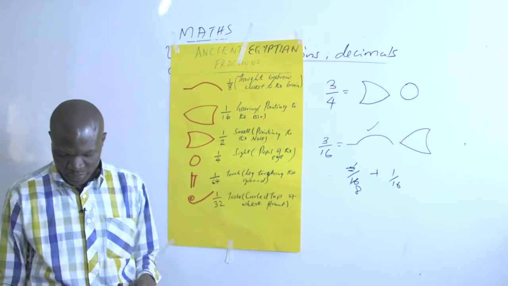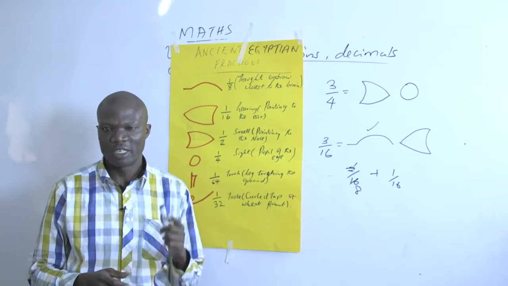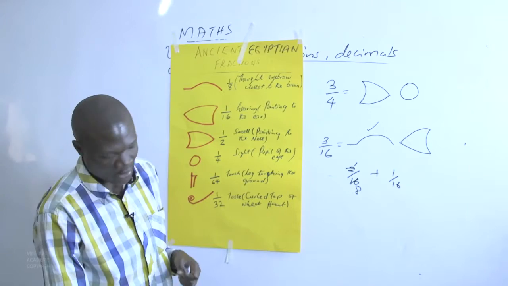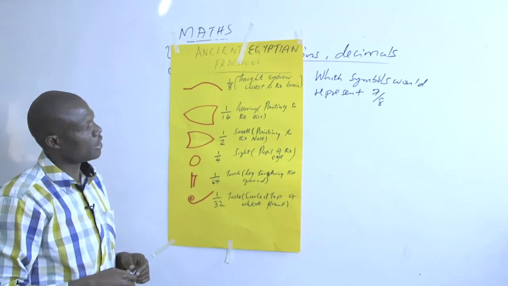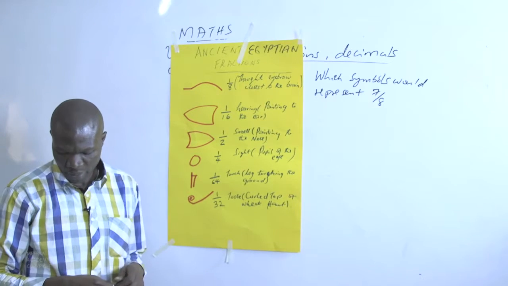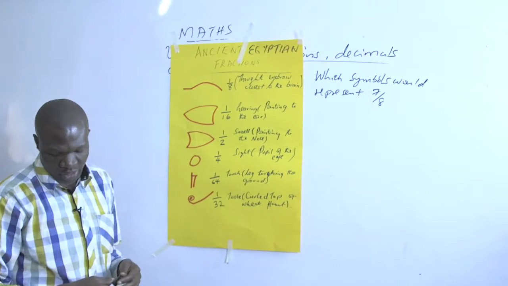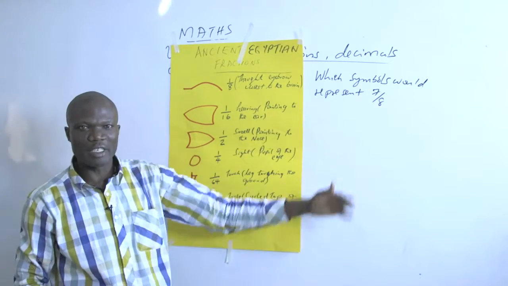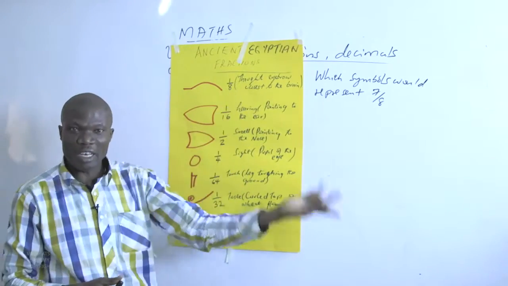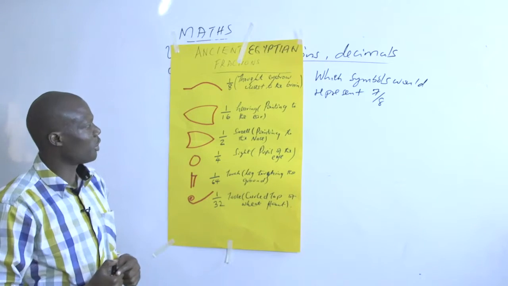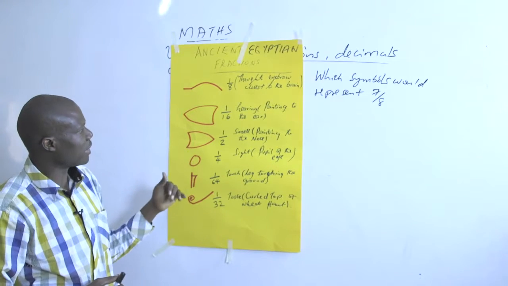Let's see which symbols would represent 7 over 8. Which symbols would represent 7 over 8? Now, we have all symbols here, but when you look at 7 over 8, it's not there. We have got 1 over 8. Shall we have this sign 8 times? Will it be giving us what we require? So we need to relate others and see.